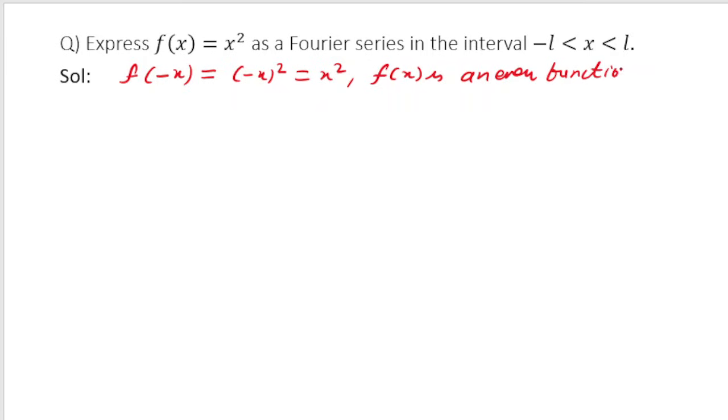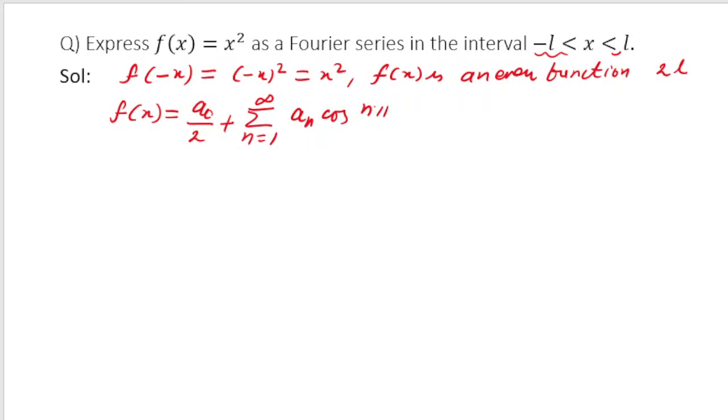And here the length of the interval is minus L to L, so it is 2L, right? So what will be the Fourier series expansion? Again, I am not going to directly write, I am going to write the general result. So that is a naught by 2 plus summation n varies from 1 to infinity an cos n pi x by L, and plus summation n varies from 1 to infinity bn sin n pi x by L.